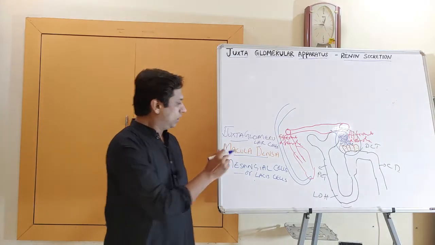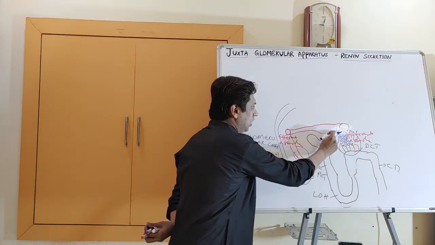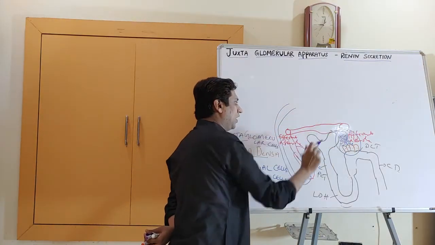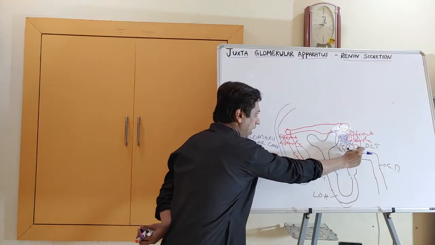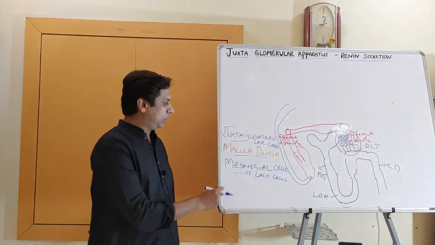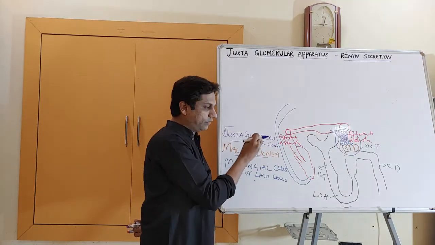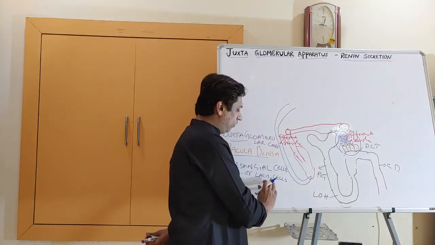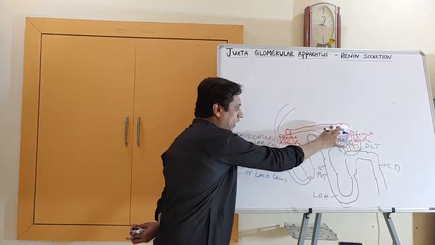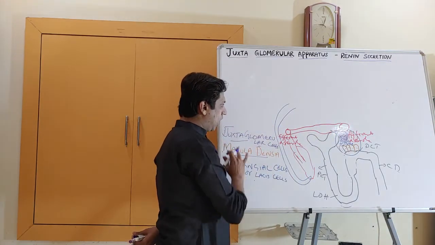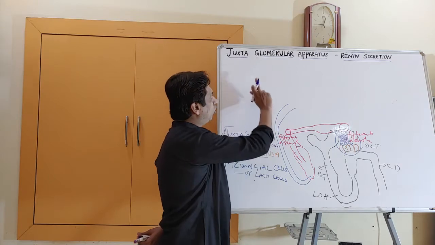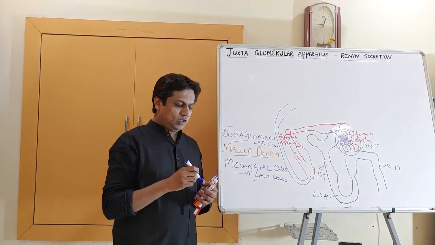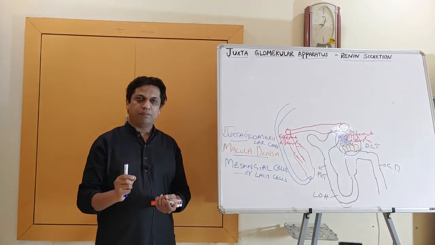So let me revise quickly. Juxtaglomerular cells are the modified epithelial cells here in the smooth muscles near the afferent arteriole. The macula densa, here at the level of the distal convoluted tubule, are also modified, darkened cells, and the supporting cells in between these two are known as the mesangial cells, or simply Lacis cells. So these three structures together are known as the juxtaglomerular apparatus.